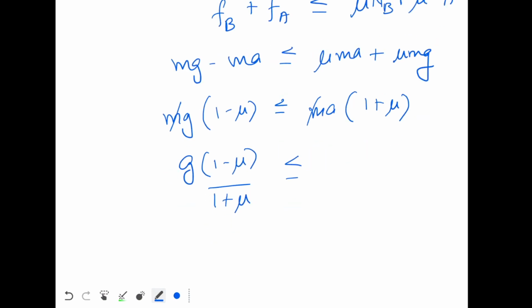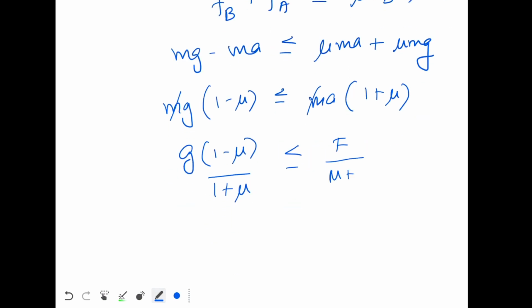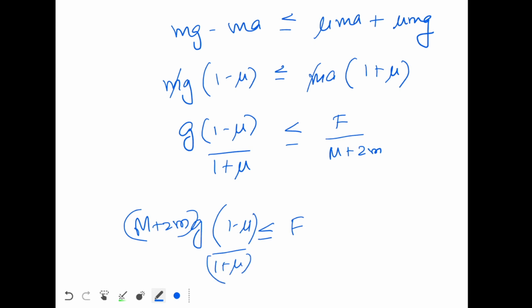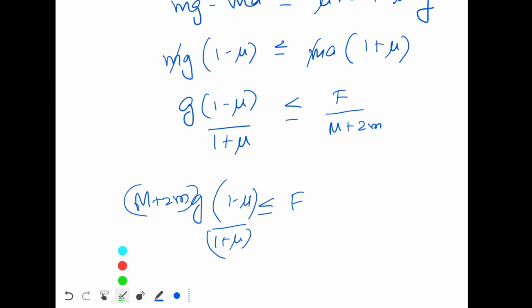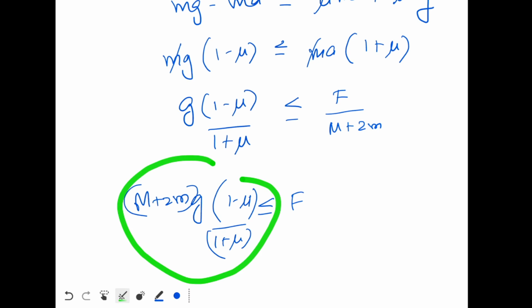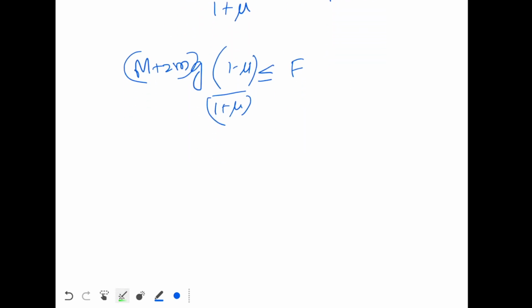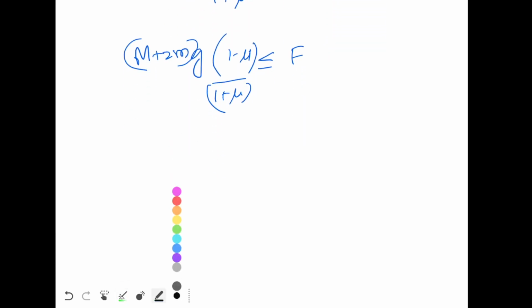F by (m plus 2m). So we get F should be greater than or equal to (m plus 2m) into g (1 minus mu) by (1 plus mu). This is the minimum value of the force F which will be required to prevent slipping. Okay. Now the question is again asking what is the maximum possible force for not slipping.